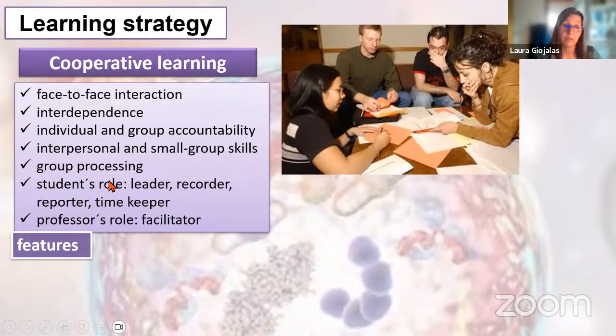So each student has to have a different role. Some of them have to lead the group, so organize the group. Another has to record what they are doing. Another has to report, the one that communicates with the professor. And another one has to control the time. This is very important because for every activity we give them a precise timing, so they have to arrange the work of the group according to it. And the role of the professor changes, and now becomes a facilitator, which means that the professor is on demand of the students. So a student asks them for advice, whether they are doing well, whether the information they are getting is correct or not, and so on.